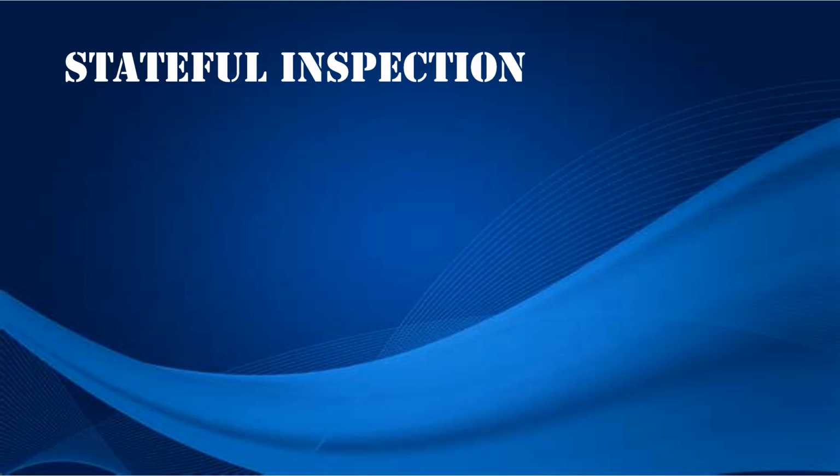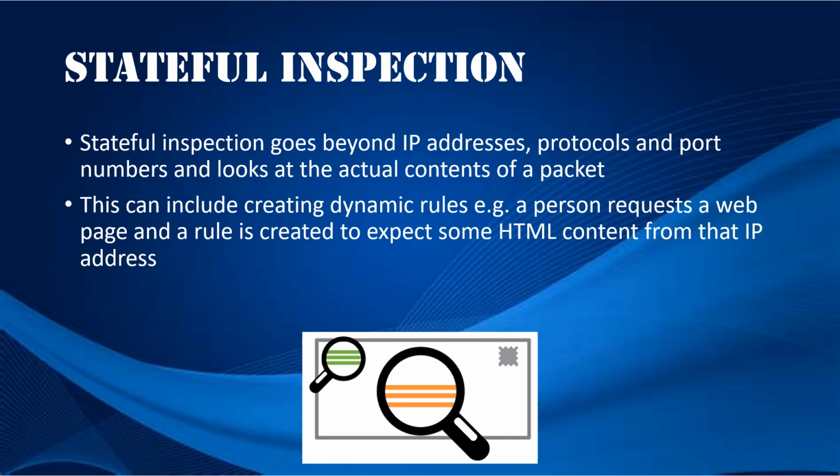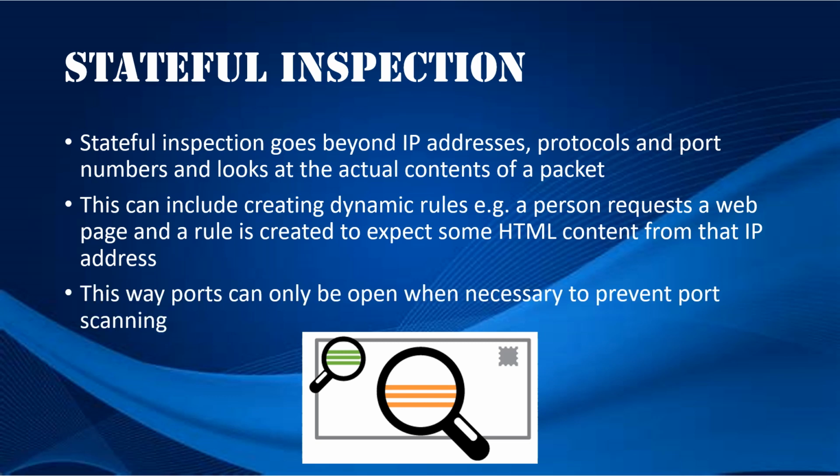Stateful inspection goes beyond IP addresses, protocols, and port numbers and looks at the actual contents of a packet. This can include creating dynamic rules. For example, when a person requests a web page, a rule is created to expect some HTML content from that IP address. This way, ports can only be opened when necessary to prevent port scanning, which is where hackers try to find open ports to be able to attack a network through.